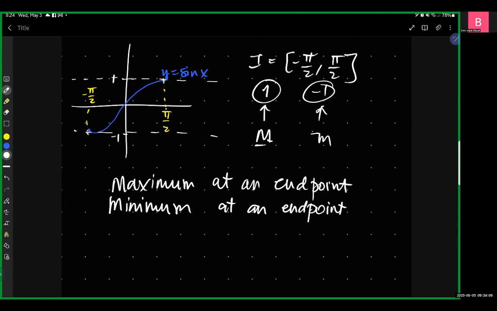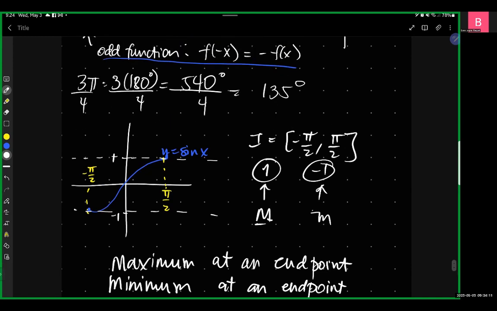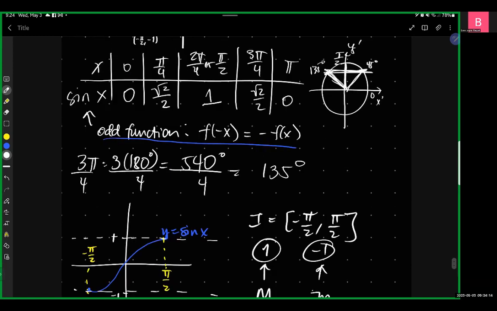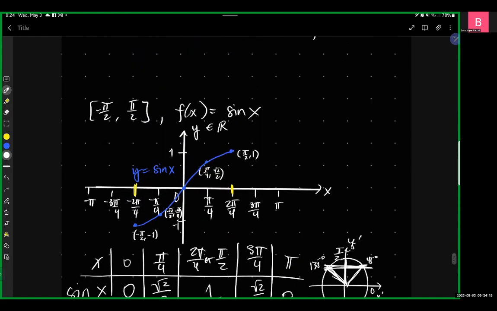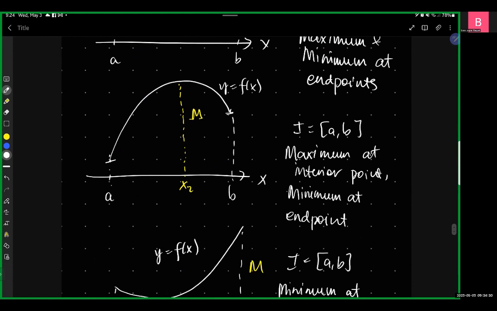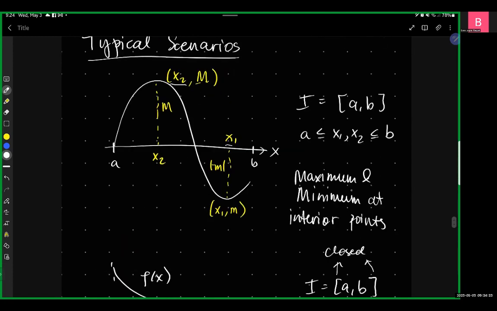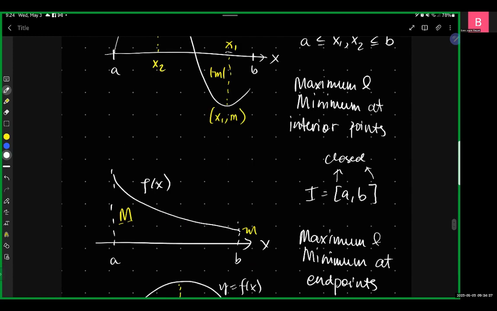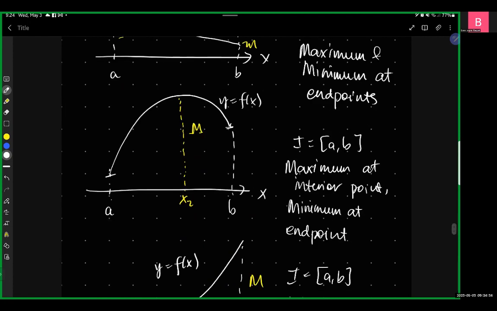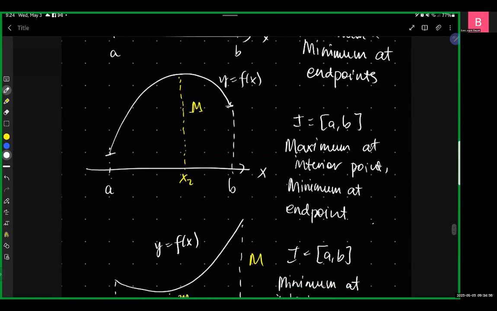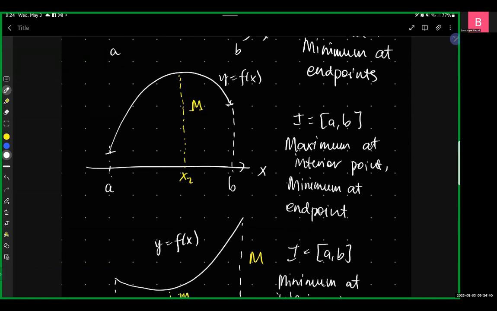So as you can see, the typical cases that we have considered before are very much the usual cases that we are encountering so far. These typical cases are the maximum and minimum as interior points, the maximum and minimum as endpoints. So this is the case for the sine of x. And then we have the maximum at interior point and minimum at an endpoint. So this is the case for the cosine of x for the interval negative pi over 2 and pi over 2.